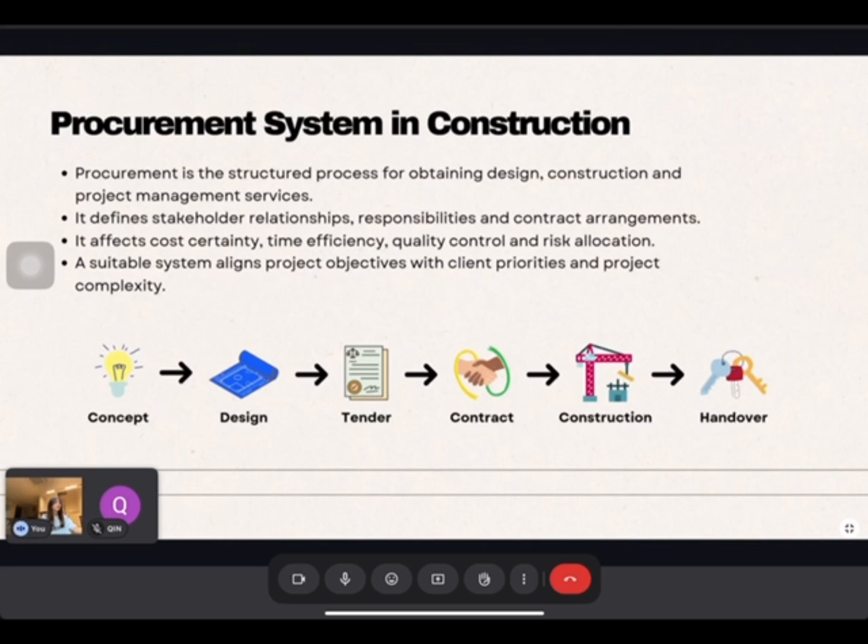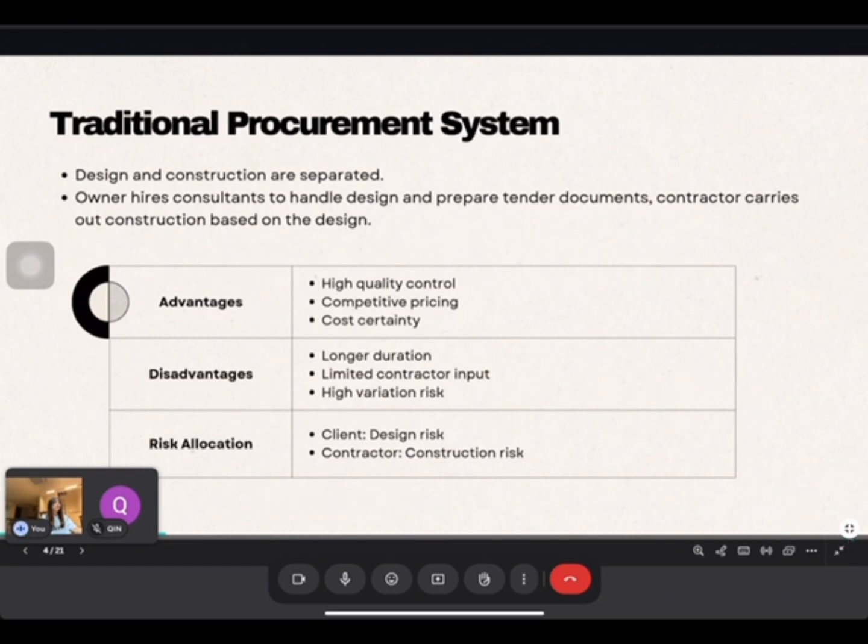In a typical project flow, the key stages include the concept, design, tender, contract, construction, and handover. Choosing the right procurement system ensures that the project objectives match the client need, budget, and complexity. There are 3 major procurement systems commonly used in practice.